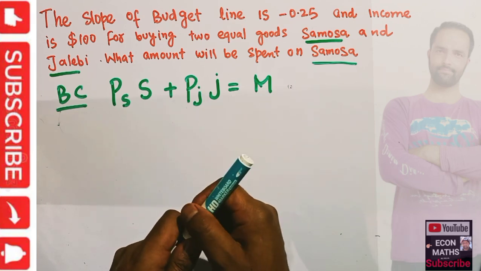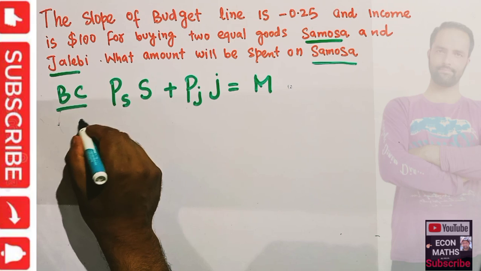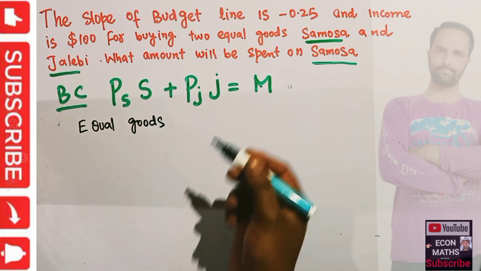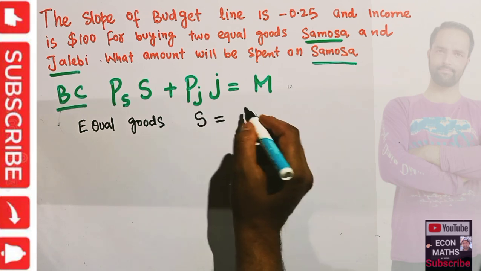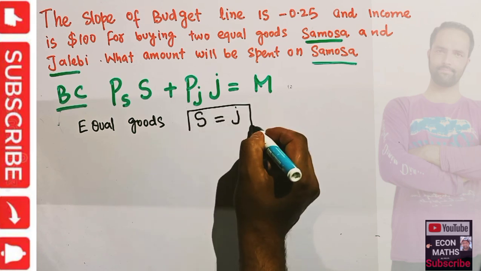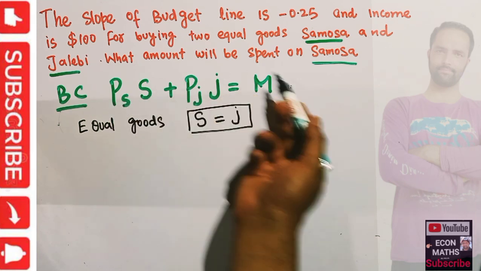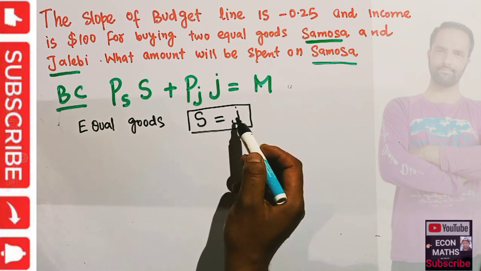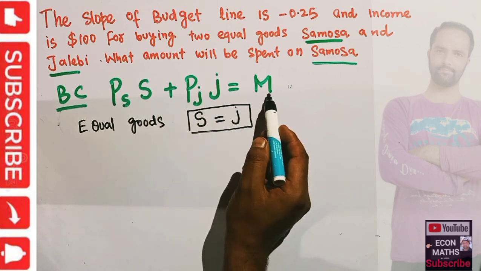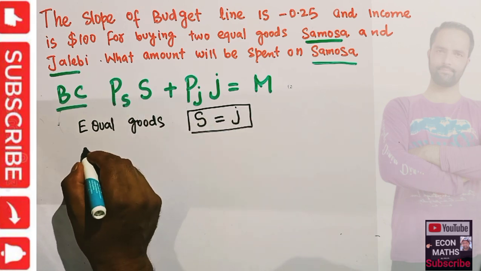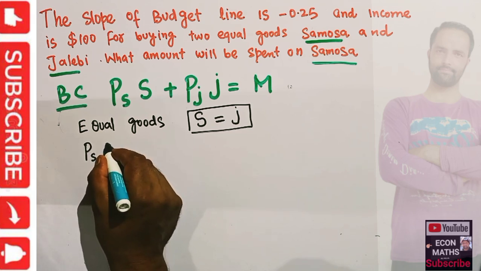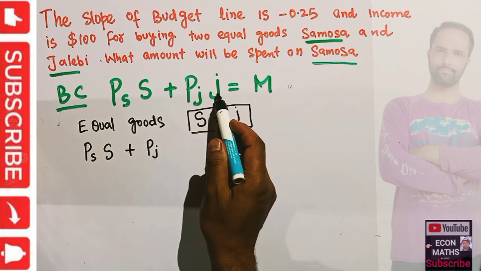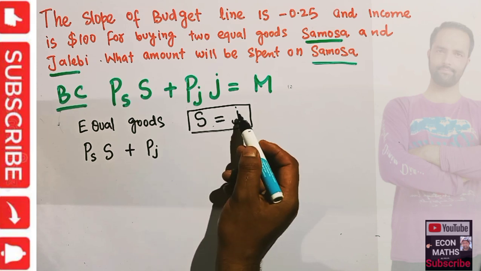to our income. Okay. Also, we are being told that we have the equal goods. By equal goods, we mean units of samosa should be equal to units of jalebi. Then we can rewrite this budget constraint like this. So in place of S, I will write J. That means if I rewrite this, I can write it like this: price of samosa into units of samosa plus price of jalebi into, in place of J I will write S because samosa is equal to jalebi.